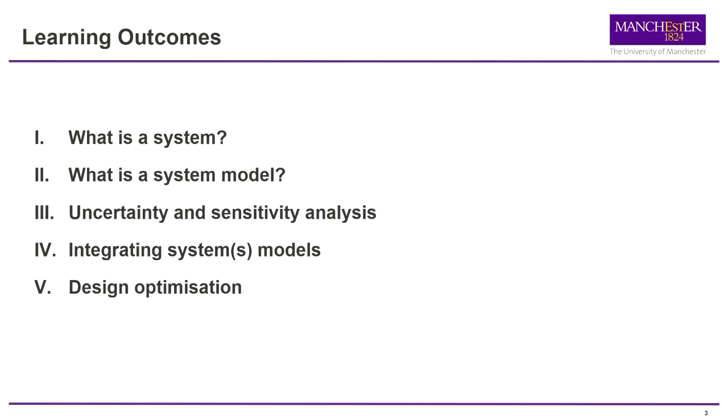We'll then look at specifically integrating systems models together to produce an overall systems model. And then we'll also touch on a little bit of design optimization. Okay, so how you might use some of these systems models to drive towards maybe a better overall design for your system. So something that we might call optimal, whether that's locally or globally.